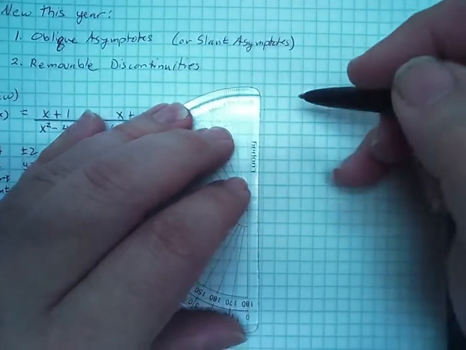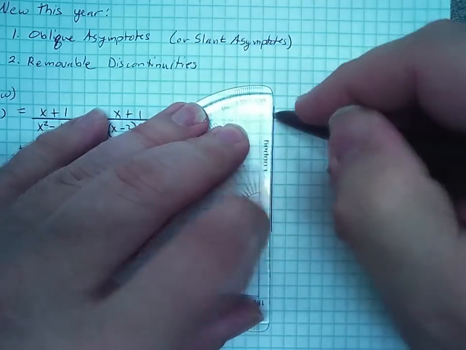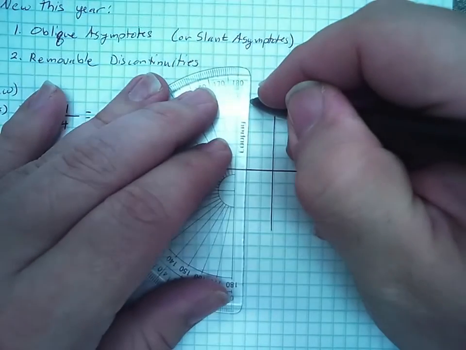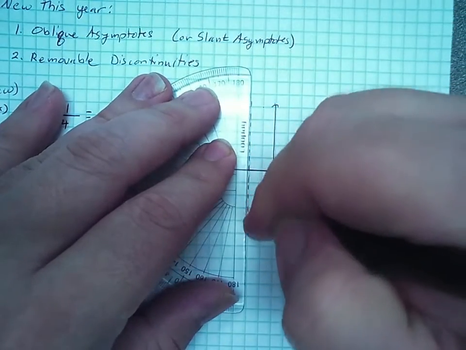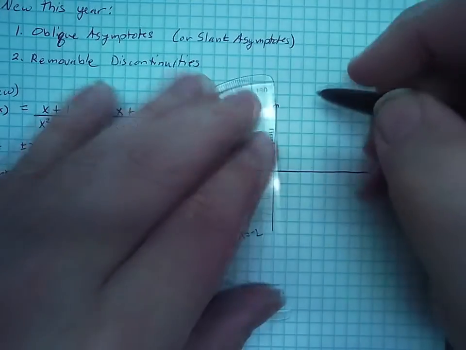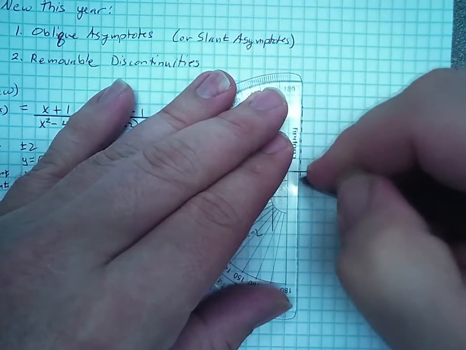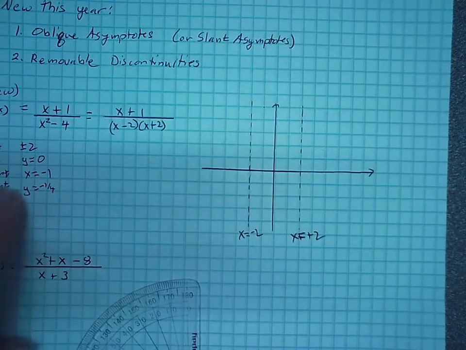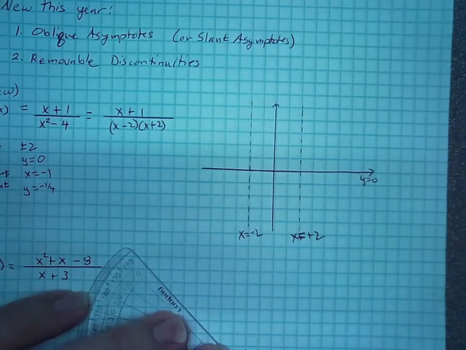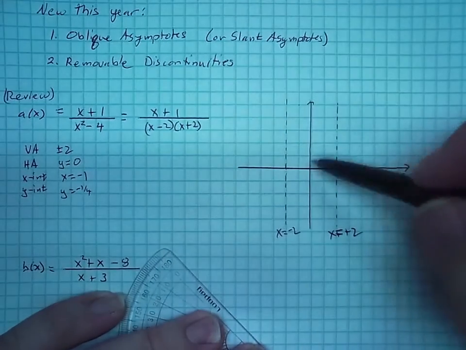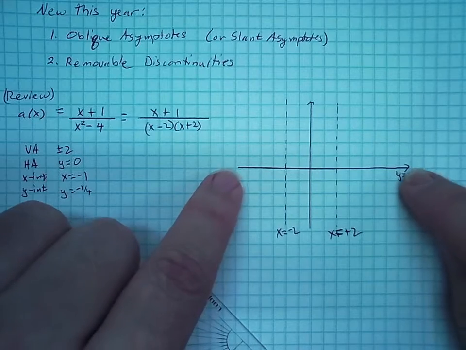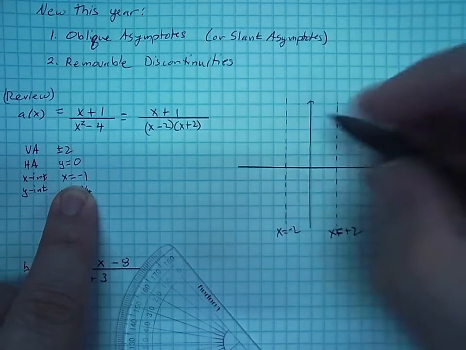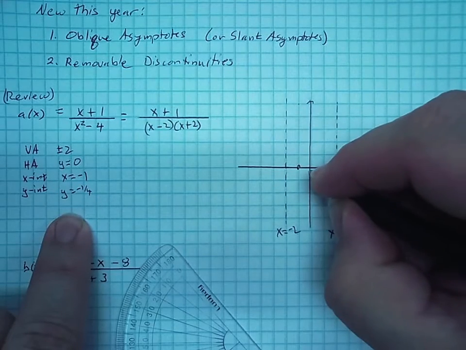Come over here and plot all these on my graph. I have vertical asymptotes at positive 2 and negative 2, although I'm drawing them in the reverse order from that. I have a horizontal asymptote at y equals 0. You are allowed to cross your horizontal asymptote in the middle. It's an end behavior question. It only matters on the ends, not in the middle. X-intercept at negative 1, y-intercept at negative 1/4.